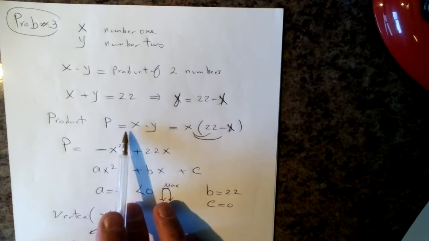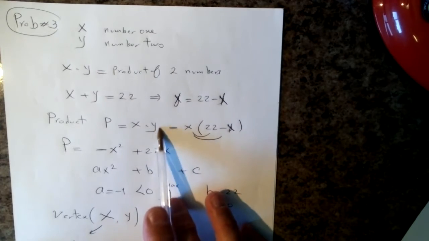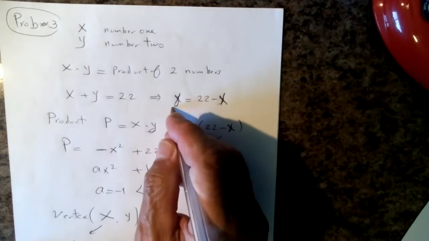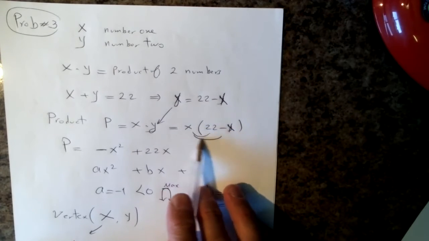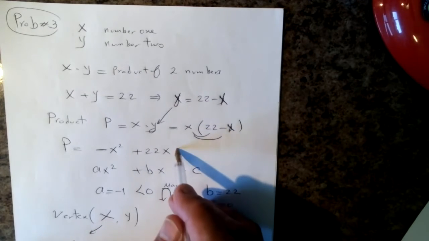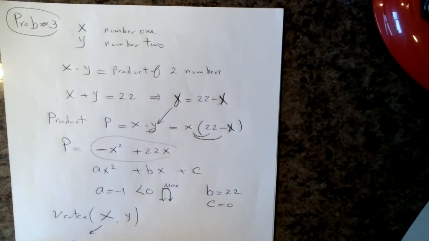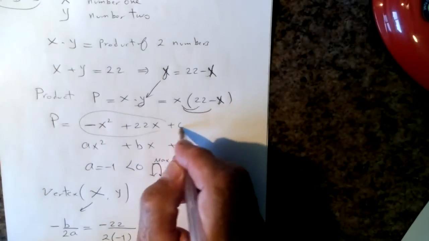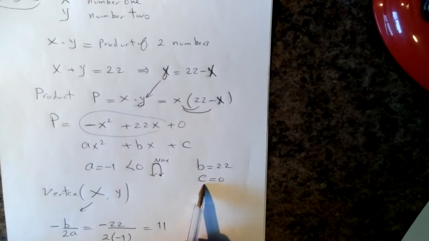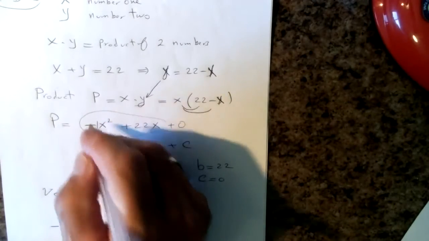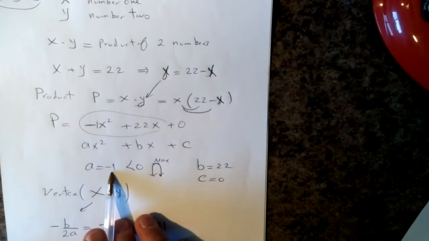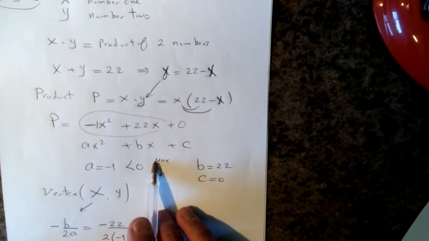Now the product is x times y, but since you already know the y now, it is x times 22 minus x. So when I multiply this in, this is what you have. Now you have minus x squared plus 22x. This is a parabola that doesn't have any c. So c is 0, b is 22, and a is negative 1. A is negative 1, which is less than 0. That means the parabola opens downward. Therefore, you have a maximum.